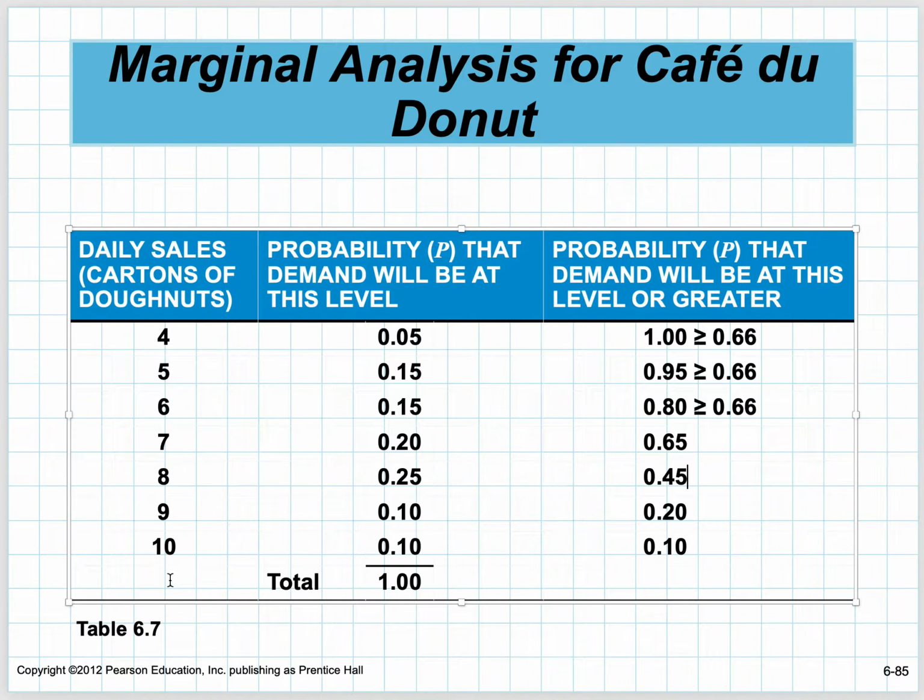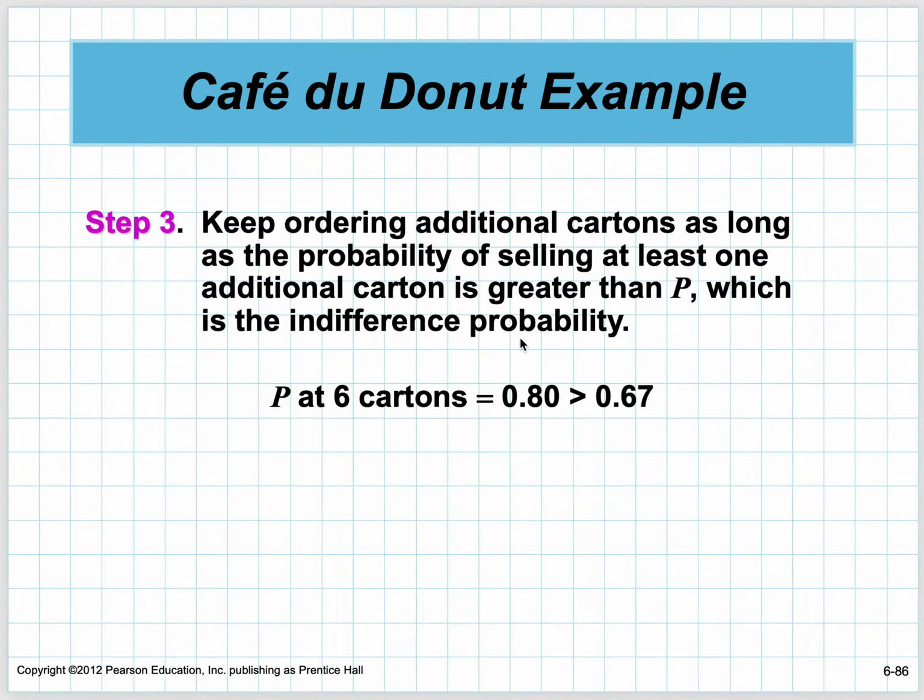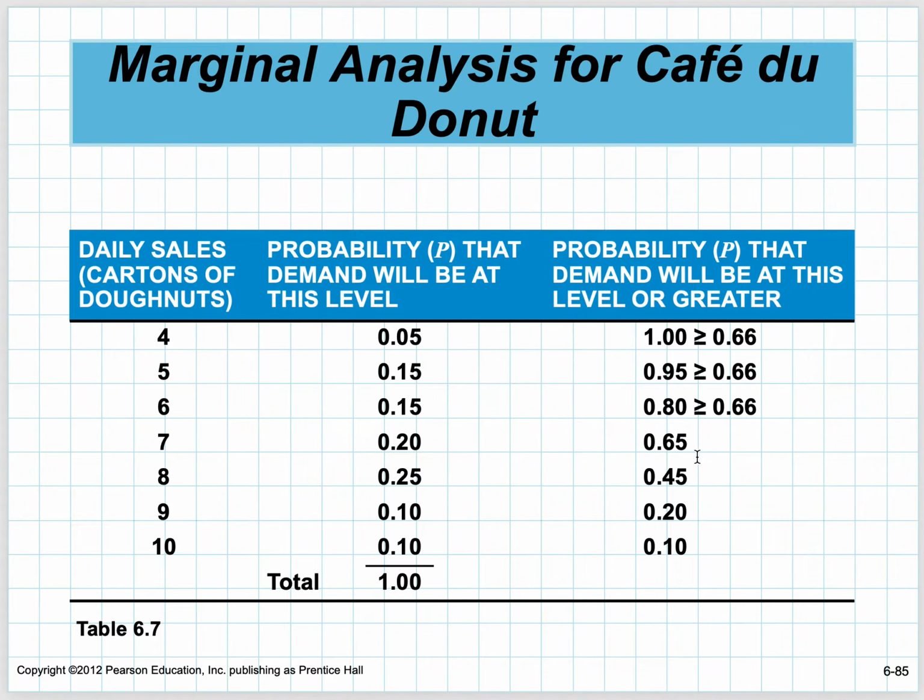And I think that may be the last thing we cover here. So yeah, keep ordering additional cartons as long as the probability of selling at least 1 additional carton is greater than P, which is the indifference probability. So at 6, 80 is greater than 67. This is pretty close, but again, following the strict rule, that's how it works.